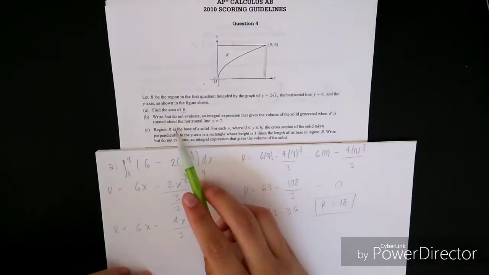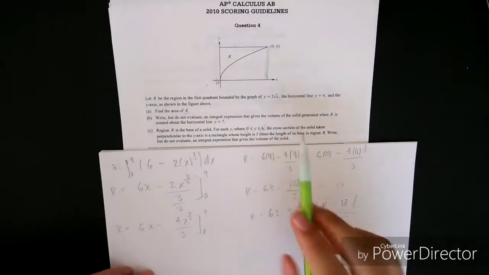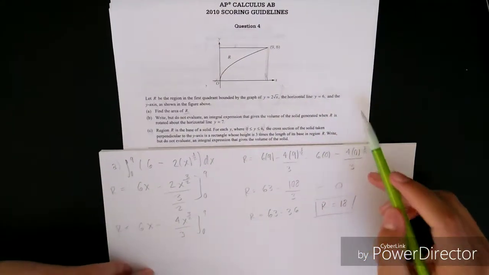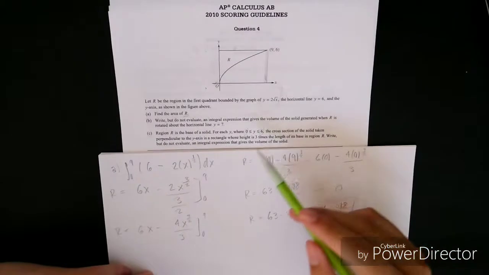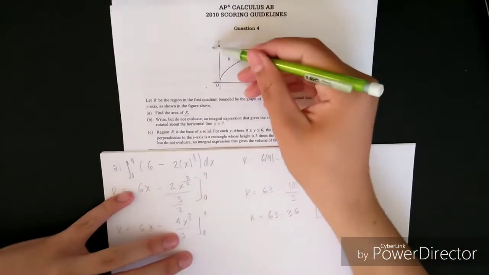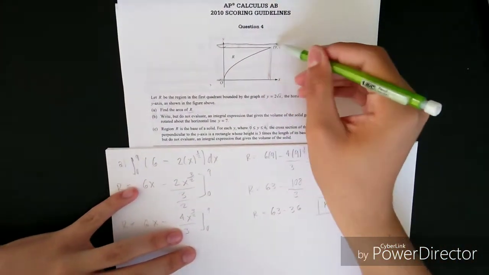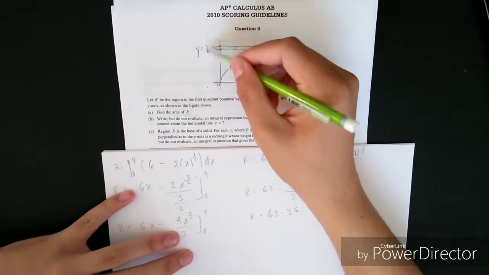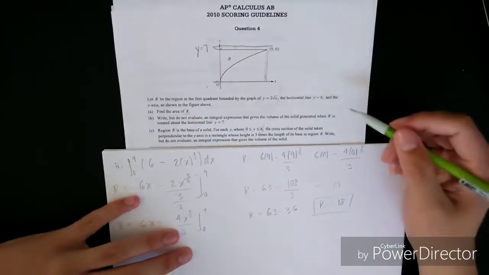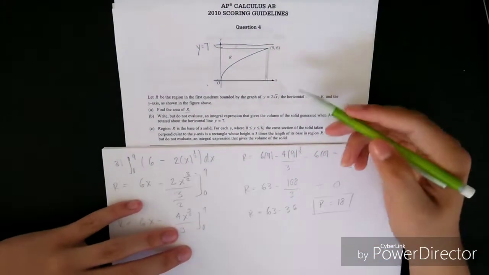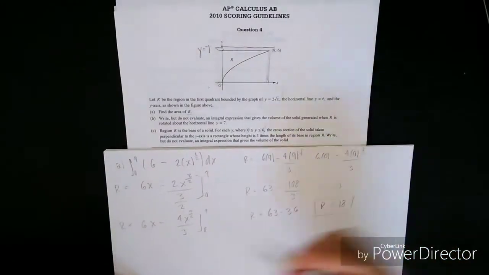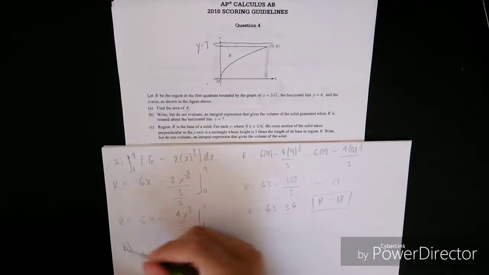Now for part B, it's saying write but do not evaluate an integral expression that gives the volume of the solid generated when R is rotated about the horizontal line y equals 7. So y equals 7 is going to be around here. Now with volume, we either have a case where there's a hole or no hole. And in this scenario, there's going to be 2 holes. So we're going to be using this equation.